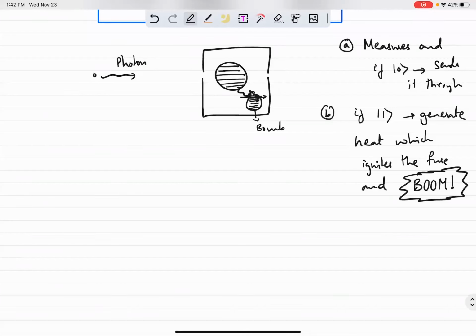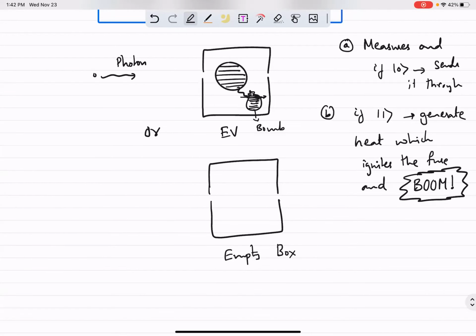Okay, so in this movie, someone comes and says, okay, I'm building this bomb, which is tied to a polarizing filter, or I just give you an empty box. So either it's a bomb or the empty box. And your goal is to decide which is which without actually blowing yourself up.